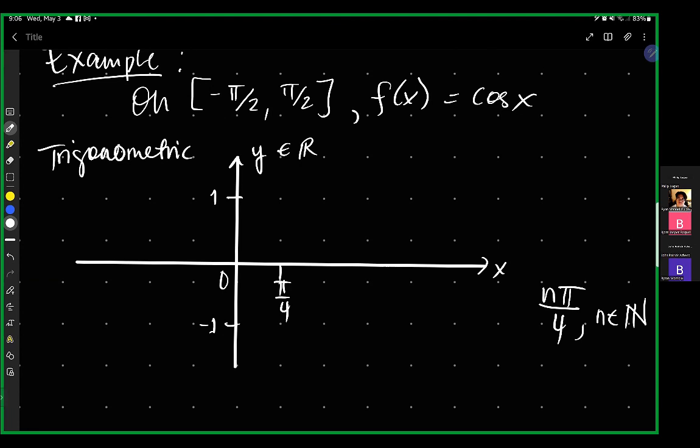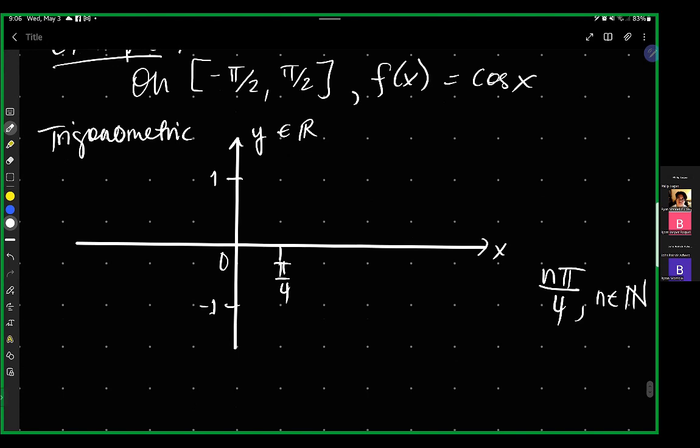So, when writing the interval for the y-axis is just -1, 1, no? So, yun lang usually nilalagay natin for trigonometric functions when plotting trigo. And then for the x-axis, it's just the multiple of n pi over 4. Usually, it's n pi over 4, no? So, where n is an element of the natural numbers.